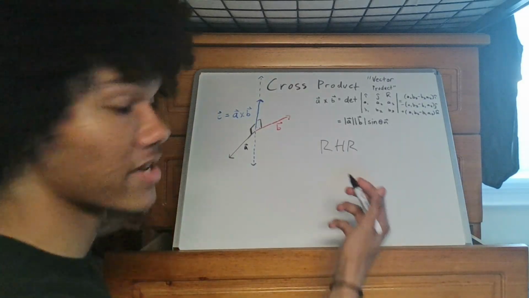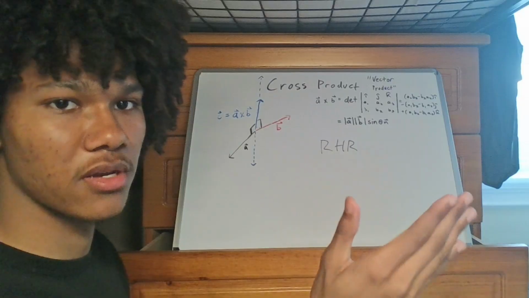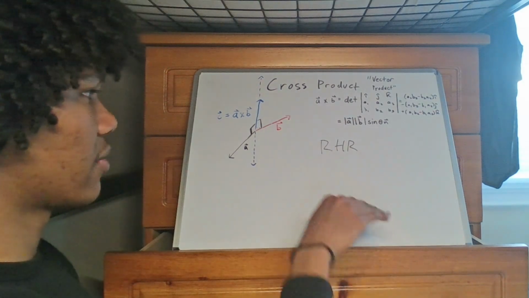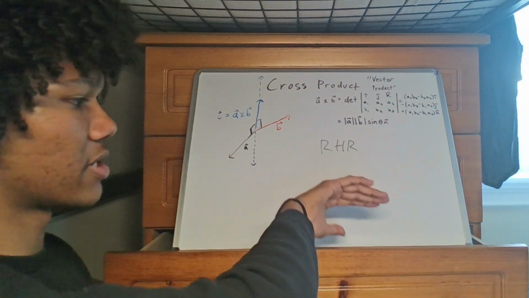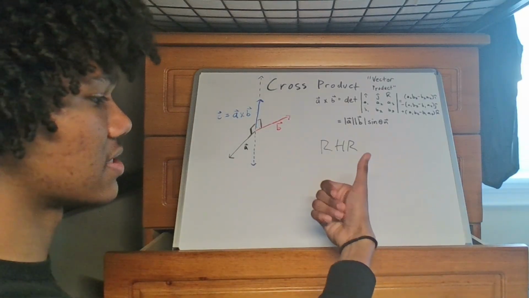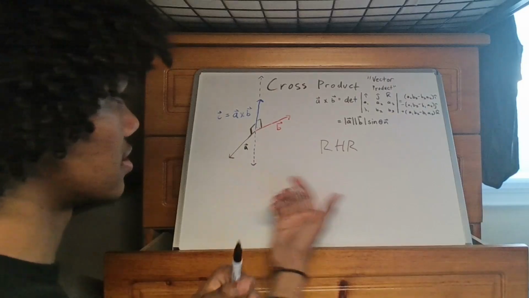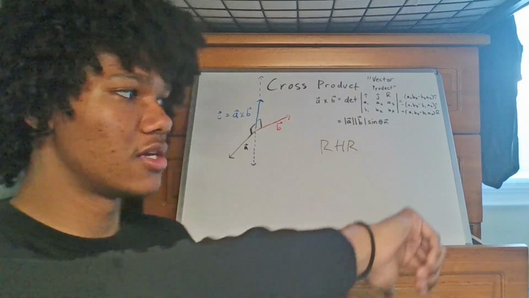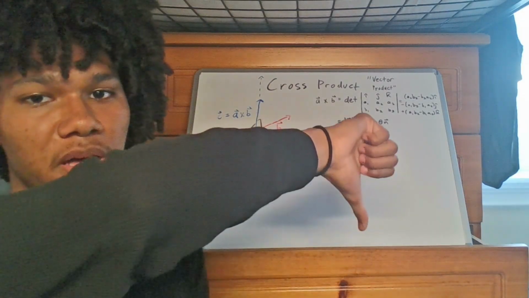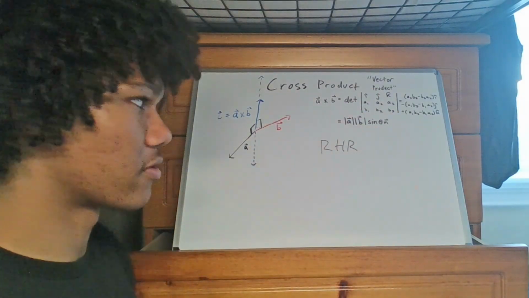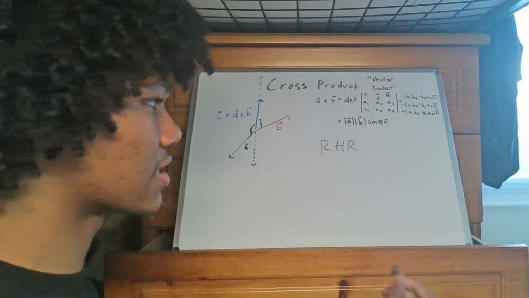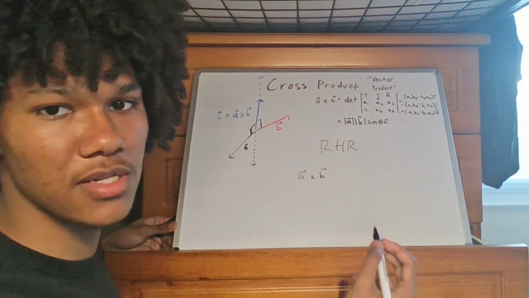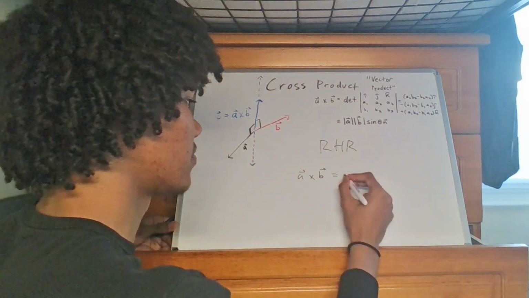So if I did B cross A, that means I'm starting with B. That's where my fingers represent the B vector, and I want the orientation to match the operation. So I can't curl it this way because that's not where B and A are. B and A are going like this. So my fingers can only curl this way, and where my thumb ends up is down here. In general, the cross product is not commutative, meaning that the cross of A onto B is not the same as the cross of B onto A. In actuality, it's the negative of each other.